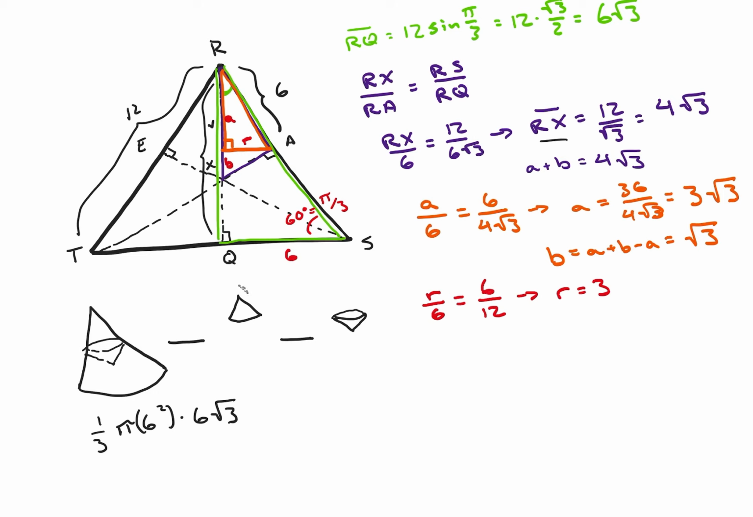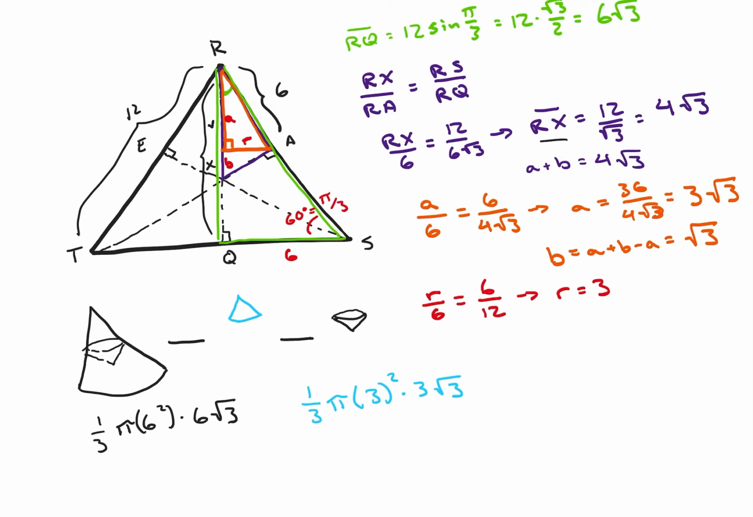Our second shape, which we can label blue, is going to be 1/3 pi times our radius squared. So our radius is 3 squared. And we're going to multiply that by the height. And the height here is the length A, which is 3 square root of 3.